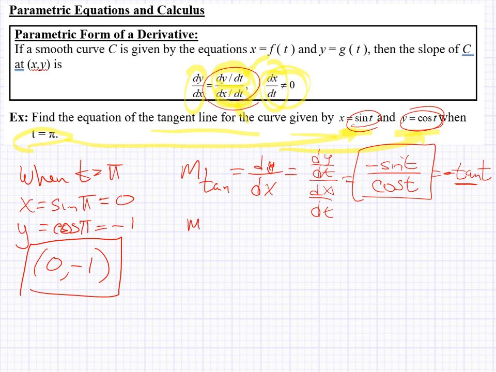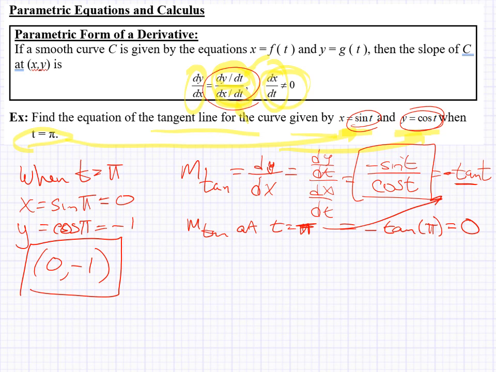So then we want to find the slope of the tangent line at t equals pi. If we're going to do that, we plug pi in here, so minus tan of pi. So you would have to know what the tangent of pi is. The tangent of pi would be 0. And if you look at that with a negative, it's still 0. So your slope is 0.